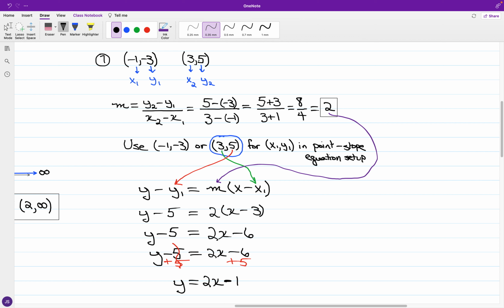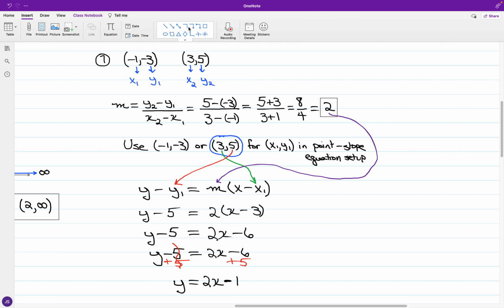Okay, so you have 3, 5. So if we were to test out 3, 5. So y at 5, left-hand side of the equation is at 5. And with x at 3, we have 2 times 3 is 6. 6 minus 1 is 5. Left and right-hand side of the equation come out to 5. And I can also test out -1, -3. So with y at -3 and x at -1, left-hand side of the equation is going to be -3, and I want the right-hand side to be as well. So we got -3 is equal to, and 2 times -1 is -2, and -2 minus 1 is also -3.